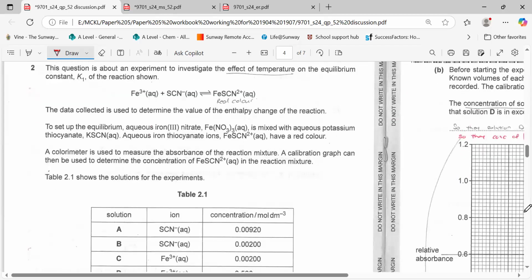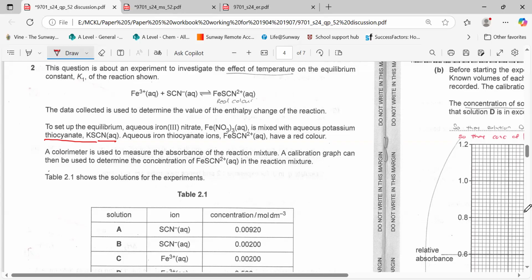This question is about an experiment to investigate the effect of temperature on the equilibrium of Fe3+ and thiocyanate. This is called thiocyanate. Okay. Now the data collected is to determine the value of the enthalpy change of the reaction, but we want to see the effect of temperature.